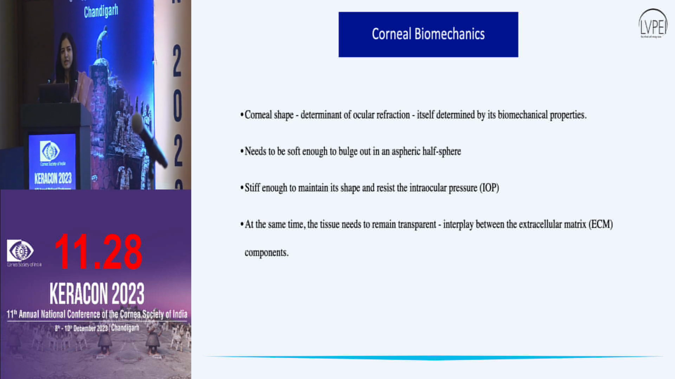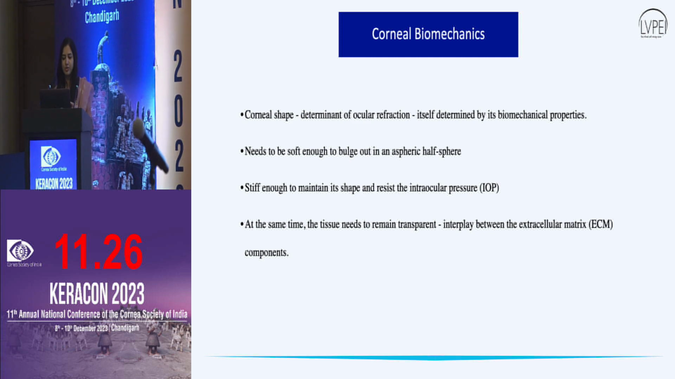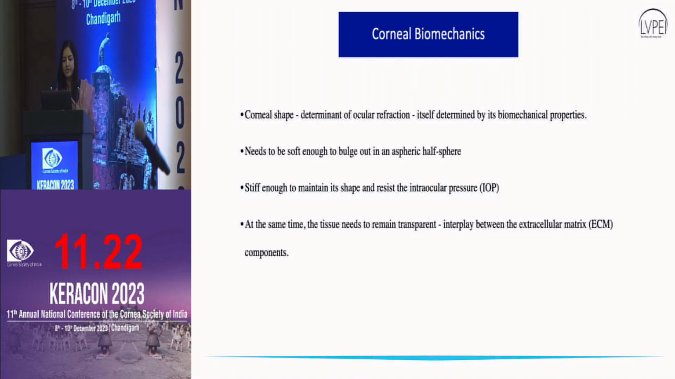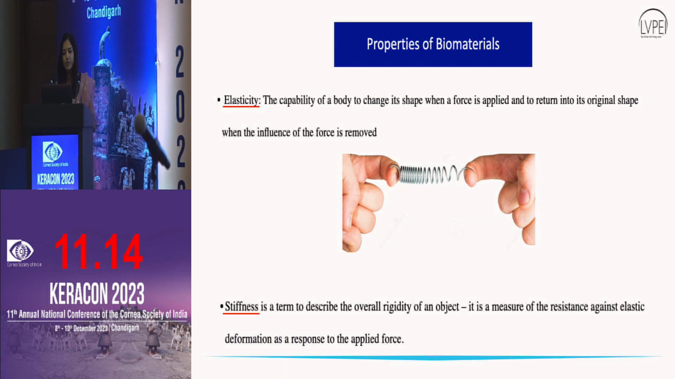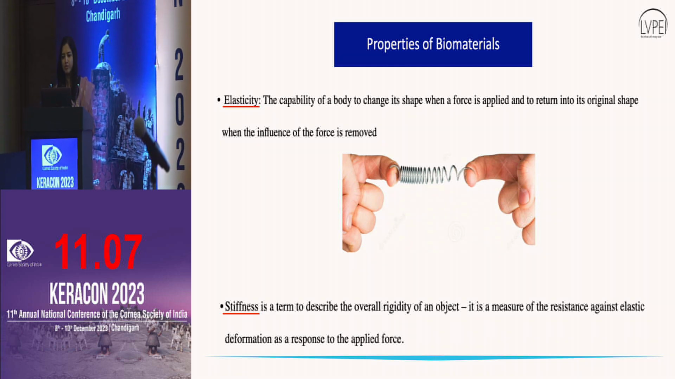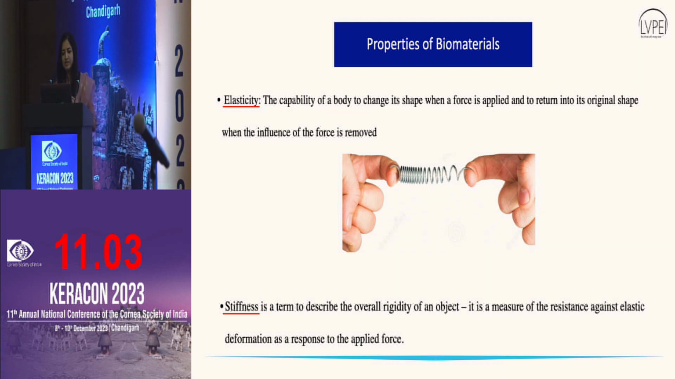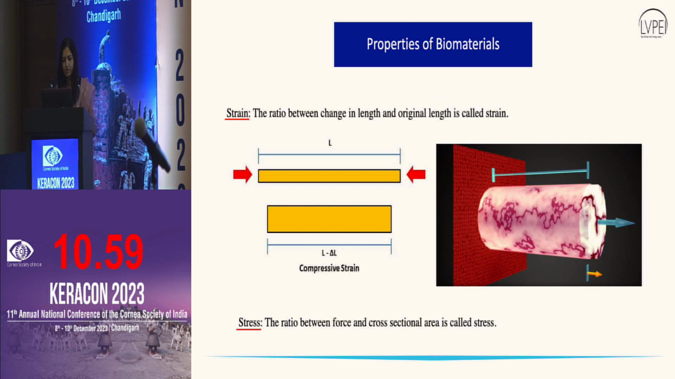And at the same time, while doing all these functions, it needs to remain transparent, which depends on the interplay of the extracellular matrix and the various components. So what are the properties of biomaterials on which biomechanics is measured? First is the elasticity, which is the capability of a body to change the shape when a force is applied, and then once the force is removed, it should come back to its normal shape. That is elasticity. Second is stiffness, which is the resistance to this deformation that the object is going to have when you apply that force.